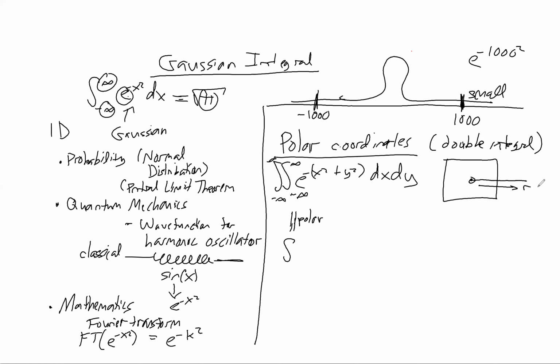Because it's all of R2, your radius goes from 0 to infinity. So if this is your R integral, that goes from 0 to infinity. And your angle can also be anything. There's no angle preference. So for your theta integral, you integrate from 0 to 2 pi.